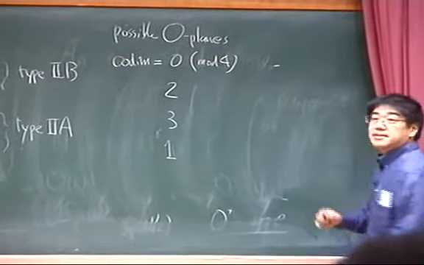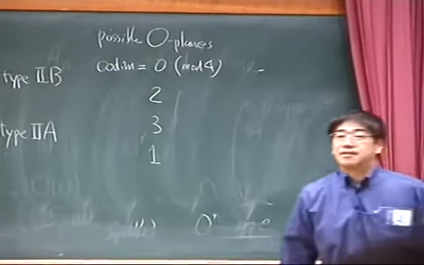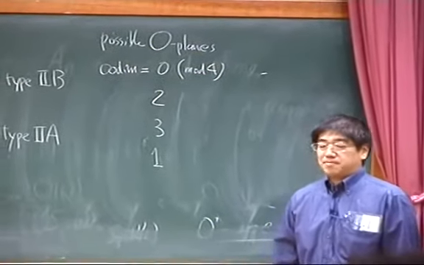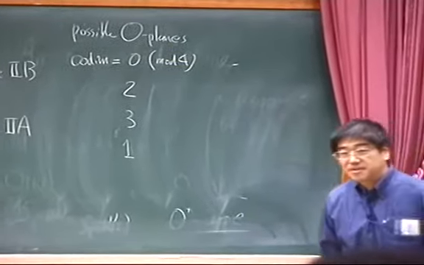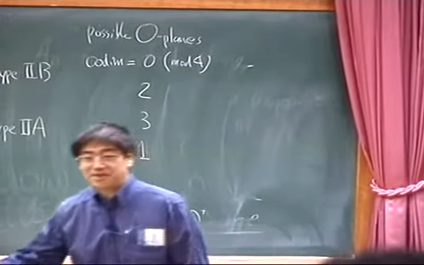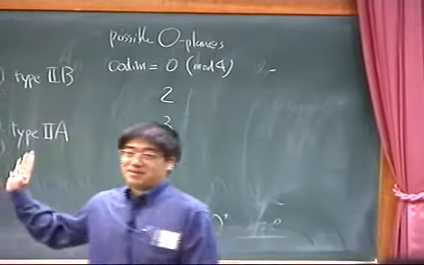When you say type 2D, that's before you do twisting. Before you do twisting, what do you mean by twist? Topological. Yeah, this is before twisting, yes.